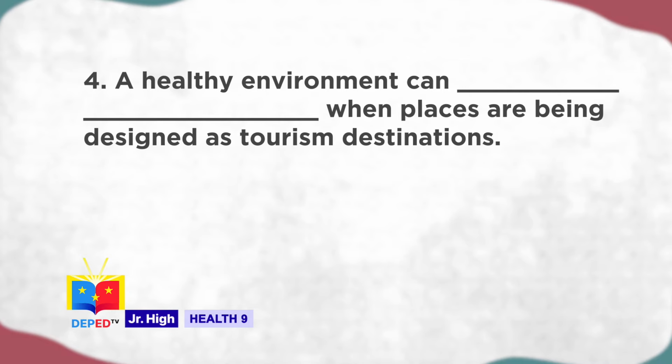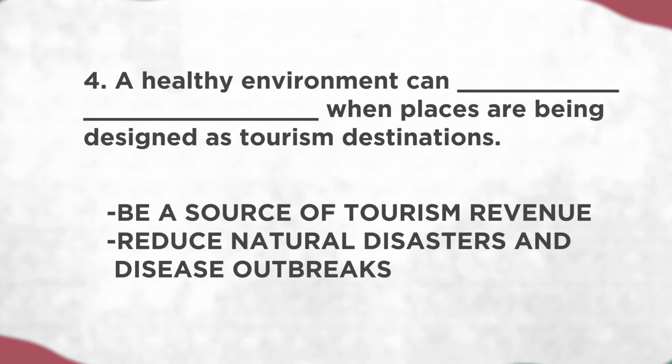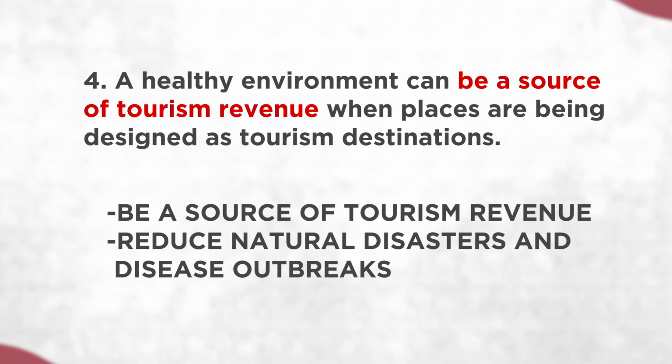Number 4. A healthy environment can blank when places are being designed as tourism destinations. Be a source of tourism revenue, or reduce natural disasters and disease outbreaks. It should be, a healthy environment can be a source of tourism revenue when places are being designed as tourism destinations.